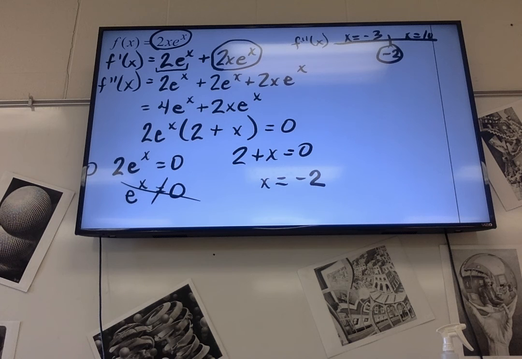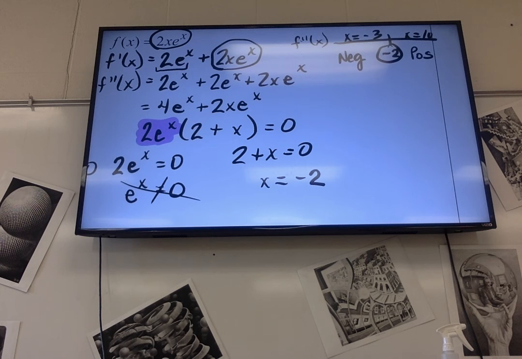If we plug in -3, that's going to be a positive. This is always positive because it just is. So positive and then times a negative, so this is negative. And then when I plug in 10, I get positive times a positive, so this side is positive.